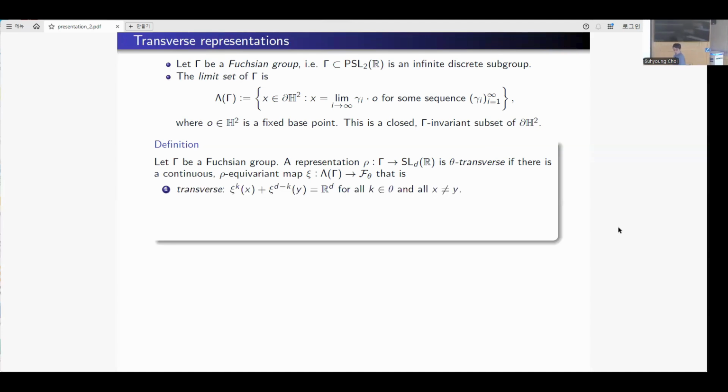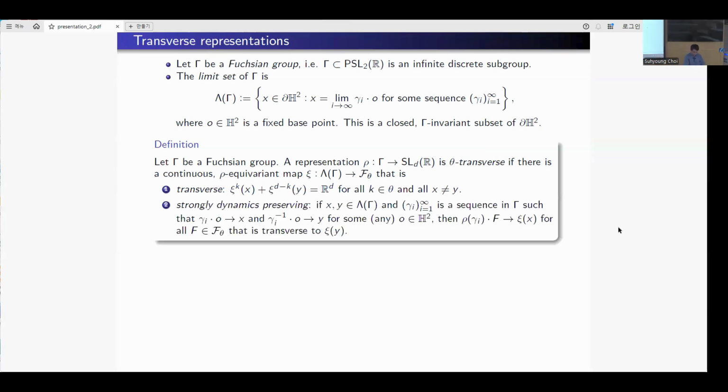The first property is transversality. What this says is that if I take two distinct points in the limit set of gamma, my map C will send them to two different flags, and I require those two flags to be transverse. That's what transversality is saying. And maybe the more interesting or less trivial property is this thing we call strongly dynamics preserving. So what does it say? There are a lot of words, so I'll draw a picture here.